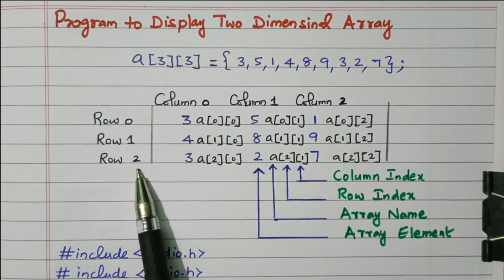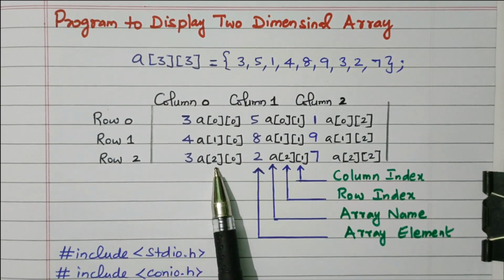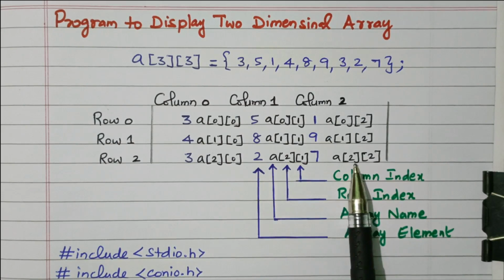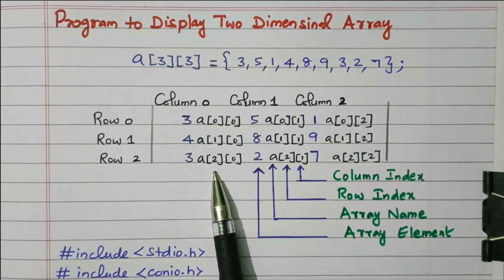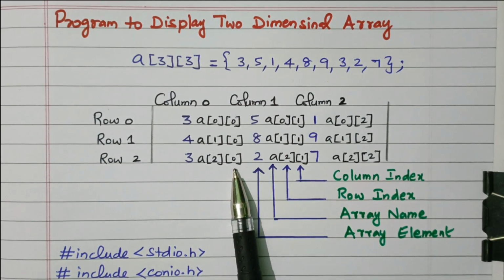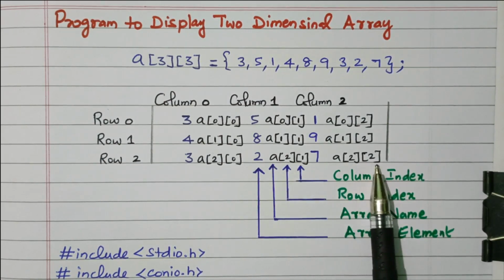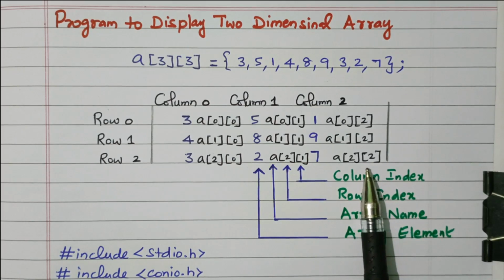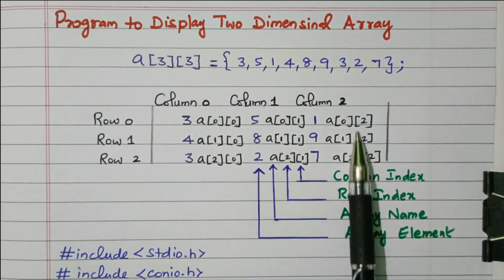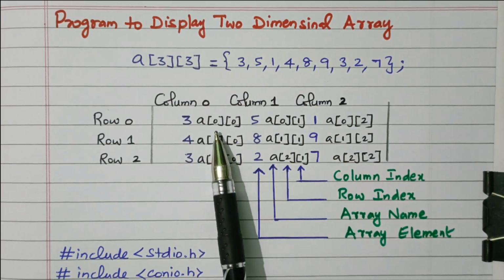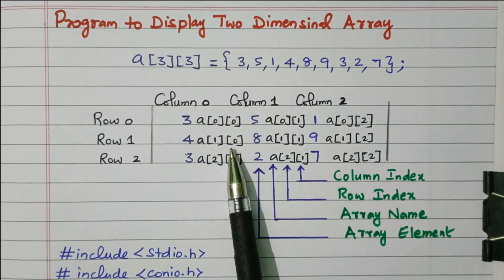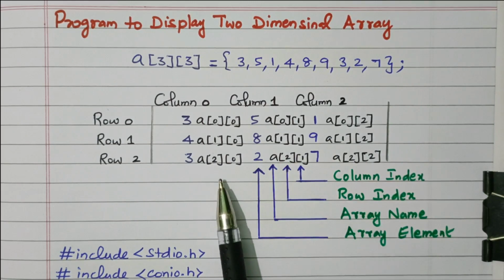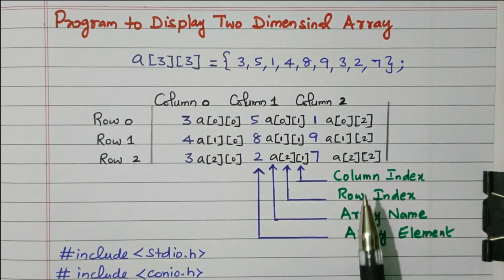Then we'll go to the third row, A of 2, 0, 2, 1, 2, 2. So this first 2 refers to the third row. This 0 refers to the first column, 1 refers to the second column, this 2 refers to the third column, right? So like this the elements are arranged in a matrix format. 0, 0, 0, 1, 0, 2. 1, 0, 1, 1, 1, 2. 2, 0, 2, 1, 2, 2.